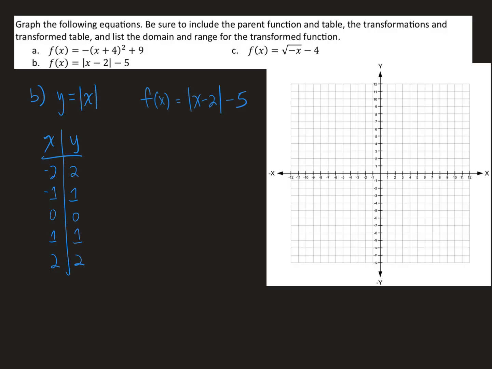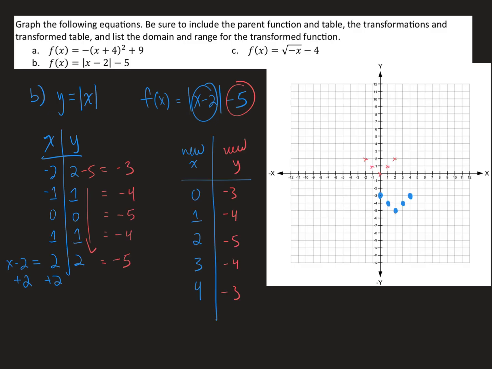Now, very similarly to the last example, we can just come along here and subtract 5 from all of these, and we can get some new y values. And we can also set what's inside here, x minus 2, equaling 2 to figure out what we need to do to these x values. So we're just going to add 2 to all these x values, and those are going to give us the new x's and y's that look like this.